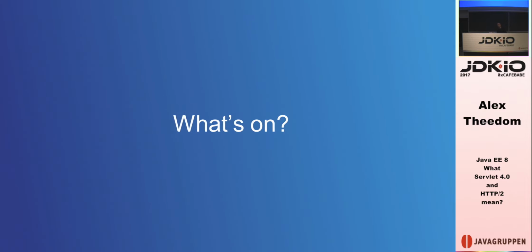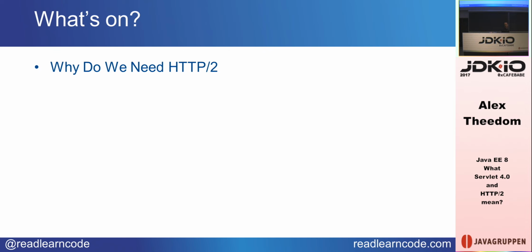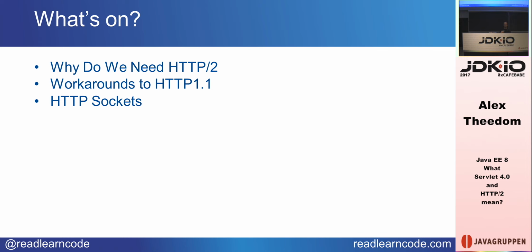Let's go on and talk about what I'm going to discuss today. I've got a little list here of things that I'd like to cover. So why do we need HTTP 2? I'd like to discuss why we need that and what the motivations are for this major release. I'm going to talk about some of the workarounds that developers have implemented in order to overcome the shortcomings of the HTTP protocol. And I'll have a look at HTTP sockets because that's quite important when we're talking about the changes that we have made in HTTP 2.